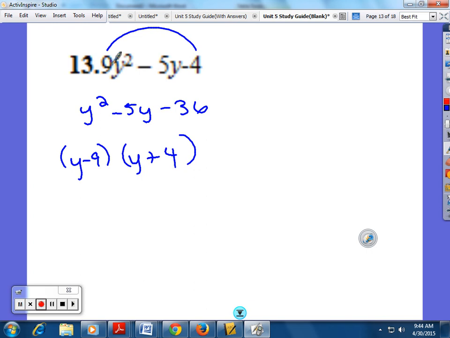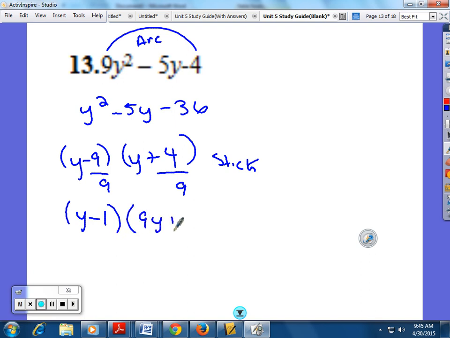And then we got to stick our 9 back in our problem that we arced at first. We call that part arc it, and we call this part sticking it back in. So 9 goes into 9 one time, so we're left with y minus 1 for the first binomial. 9 doesn't divide into 4, so we just put it in the front.